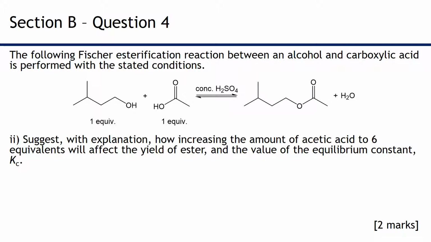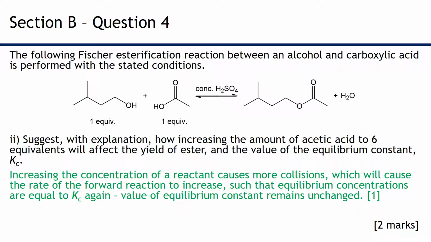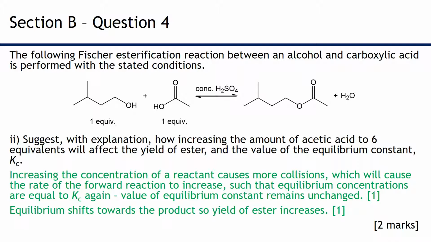And you should know that by adding more of one of the reagents or increasing the concentration of a reactant, it's going to cause more collisions between reactants, which is going to cause the rate of the forward reaction to increase, such that equilibrium concentrations will eventually become equal to Kc again. So whilst the rate of forward reaction will increase, it doesn't affect the value of Kc. What does happen is that equilibrium shifts towards the product so that the yield of the ester increases.